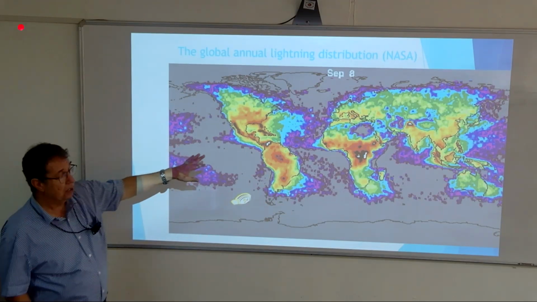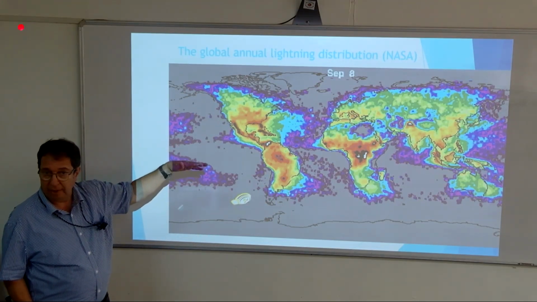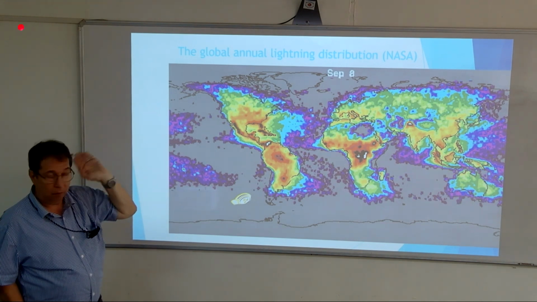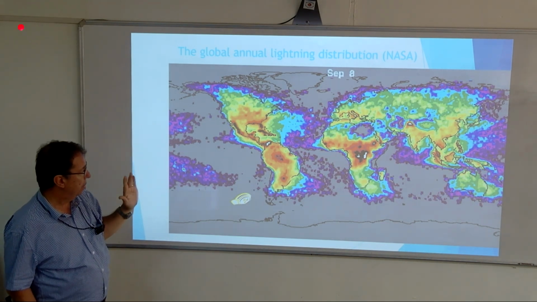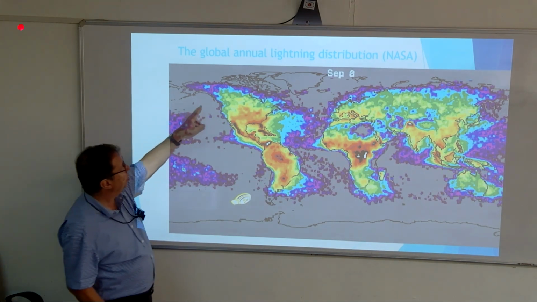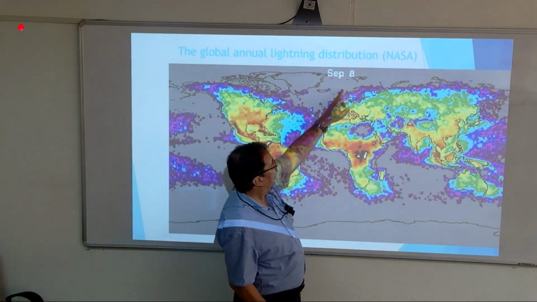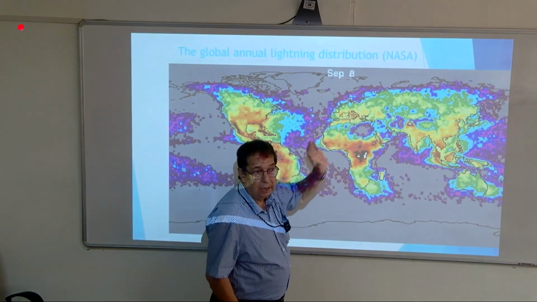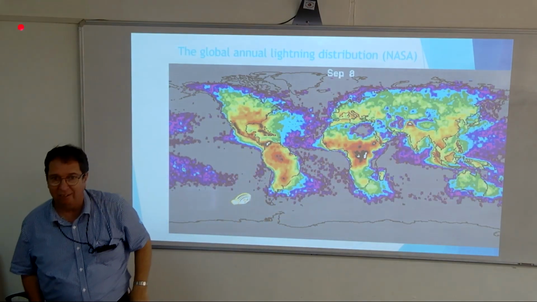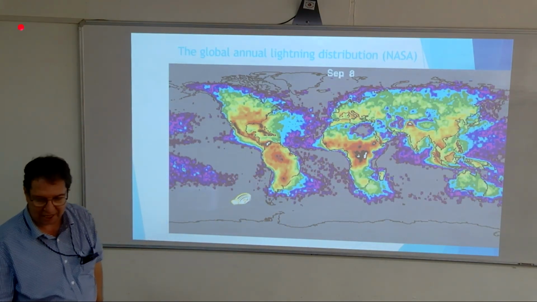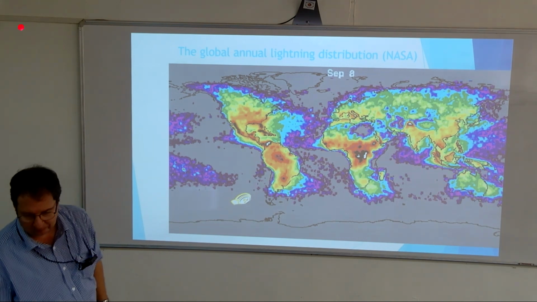So this map is not actually from the last decade. It's from maybe 12 years ago. And now we see lightning here in northern Canada, in the Arctic region. And this is not a good sign, because it tells us that the planet is changing.